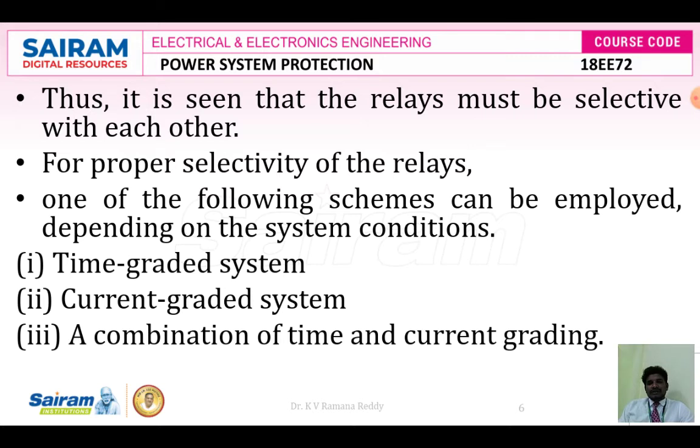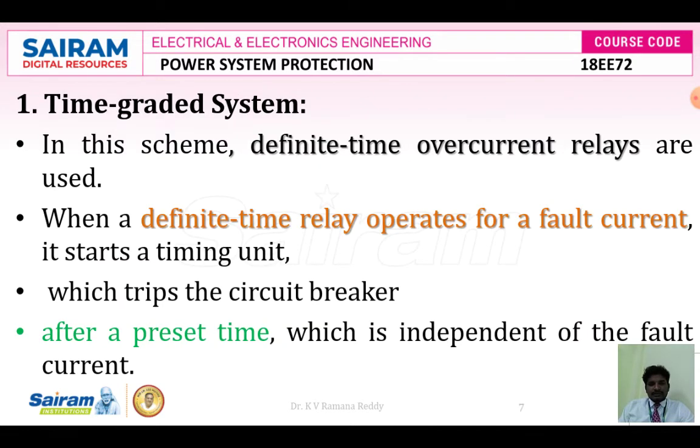For proper selectivity of the relays, there are the following schemes which can be employed depending upon the system conditions. The first is called the time graded system, the second is called the current graded system, and the third is a combination of time and current grading system. Let us discuss the time graded system. In this time graded system, definite time overcurrent relays are used.